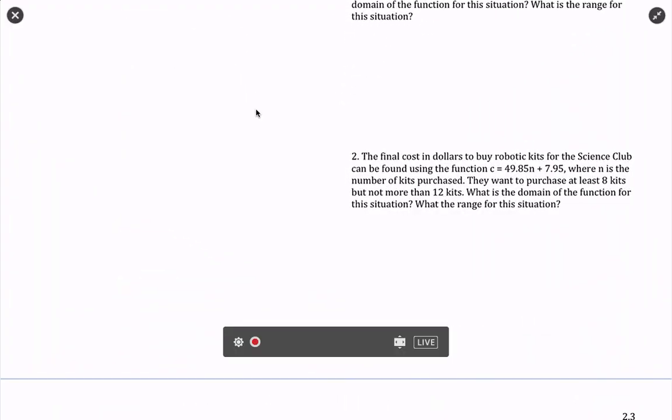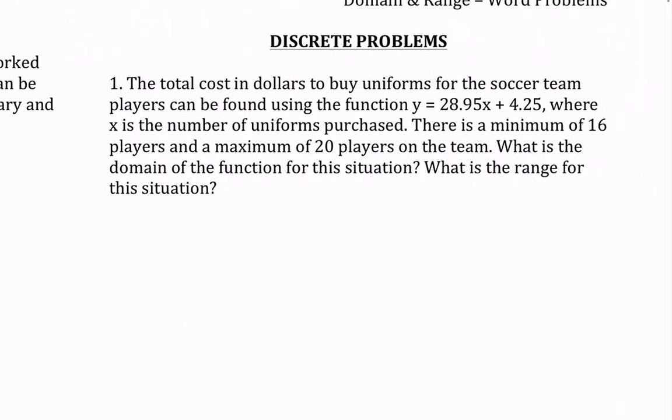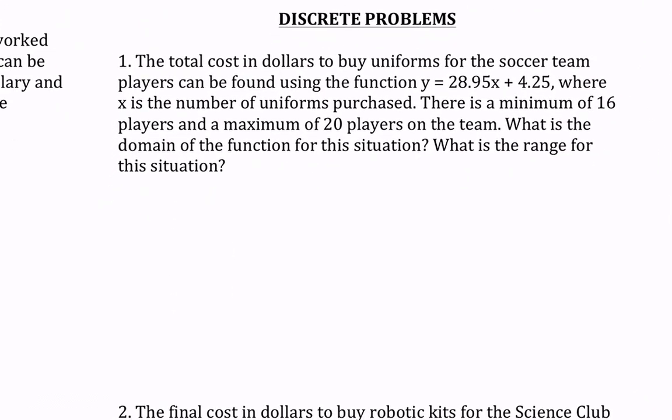All right, so today we're going to be talking about domain and range word problems. First, we're going to start with discrete. So remember discrete, and then we also have continuous. Discrete, remember, is just individual points. It does not have the line that connects all the points. So we're going to start with discrete, which means individual points.